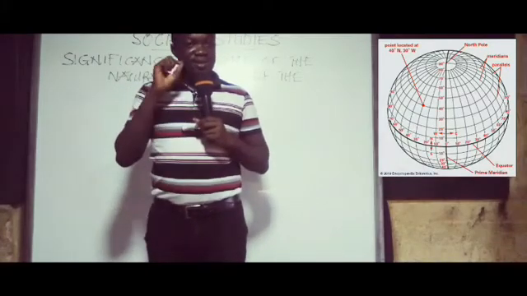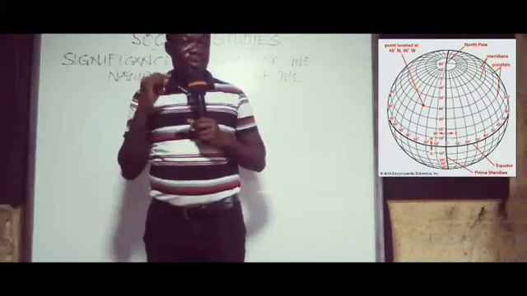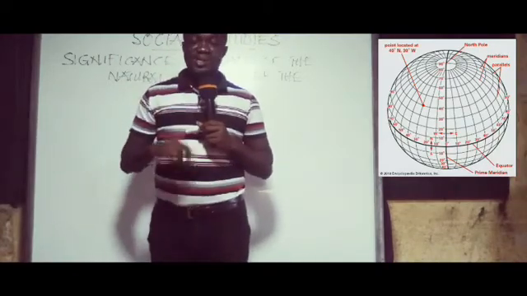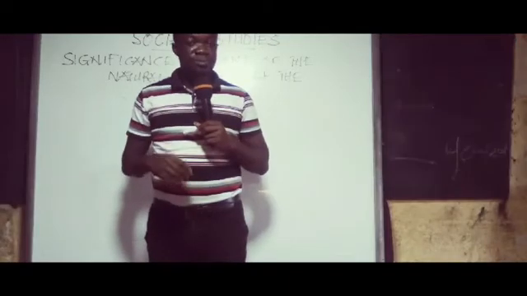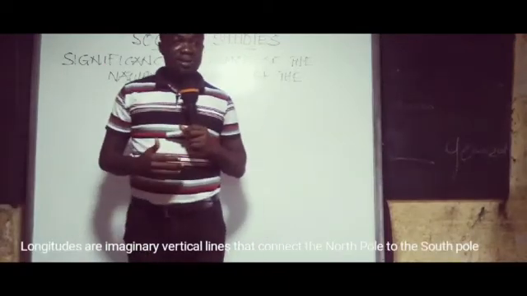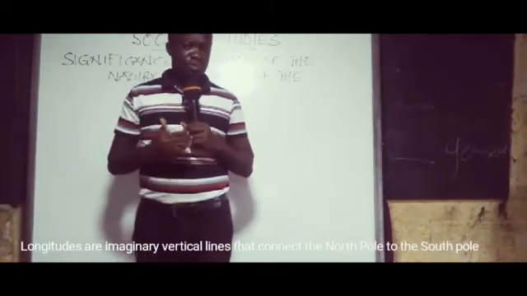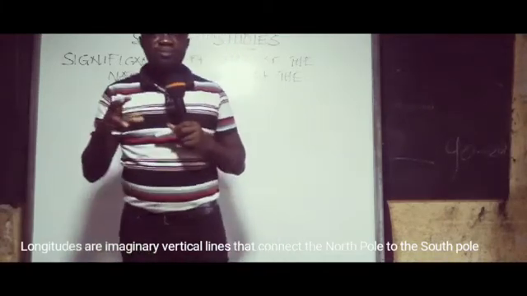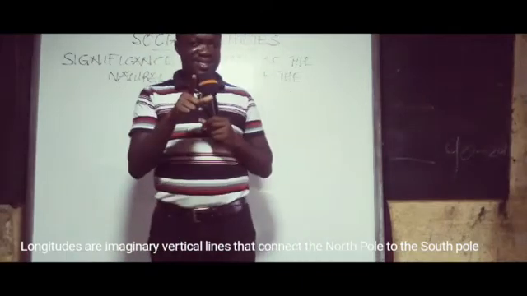So when we say longitudes, they are imaginary vertical lines that link or connect the North Pole to the South Pole. Yes, our Earth is spherical, as we know. It looks more like an egg, although others consider it to be a bit like a watermelon. You are not a scientist yet.